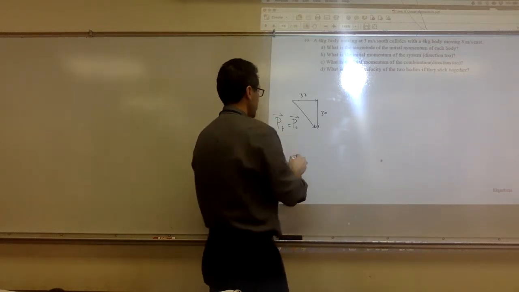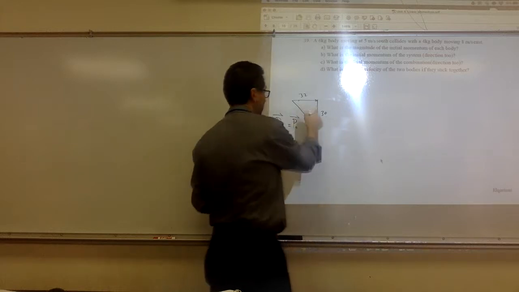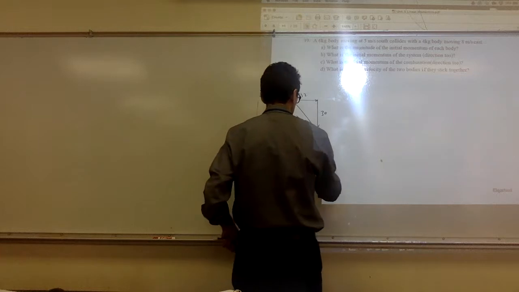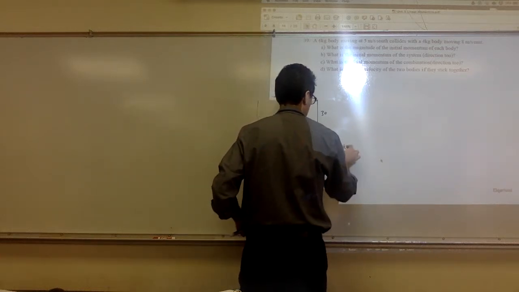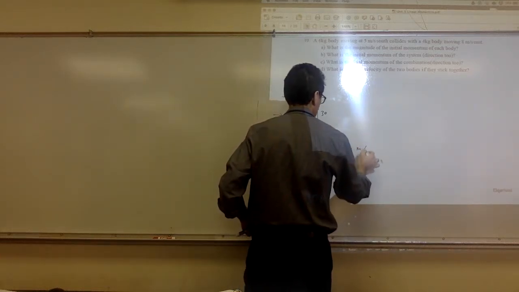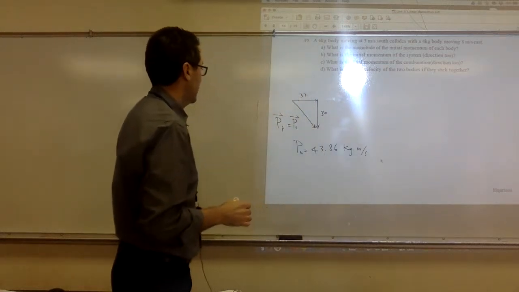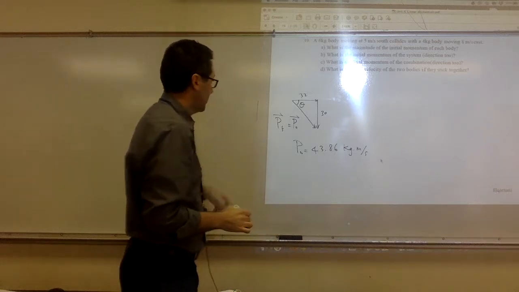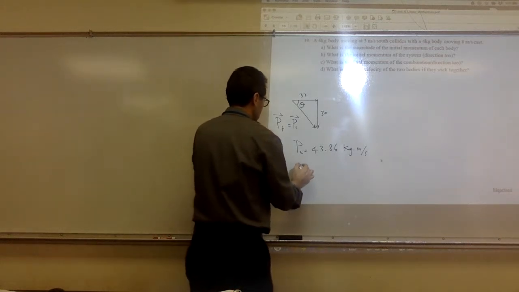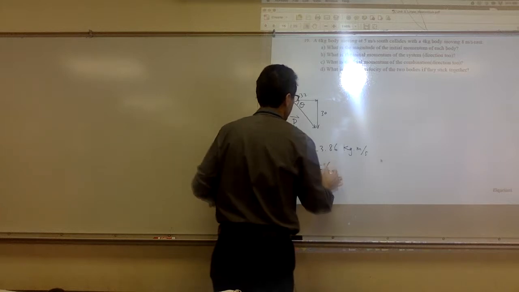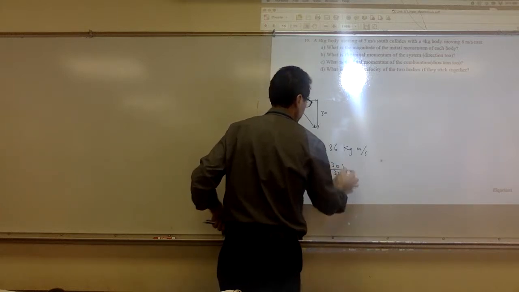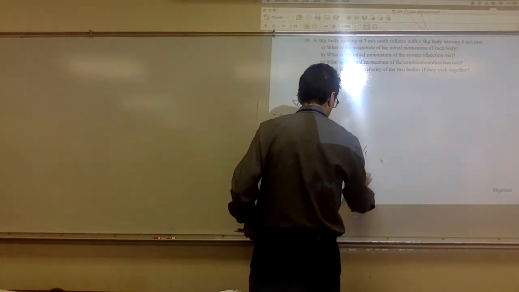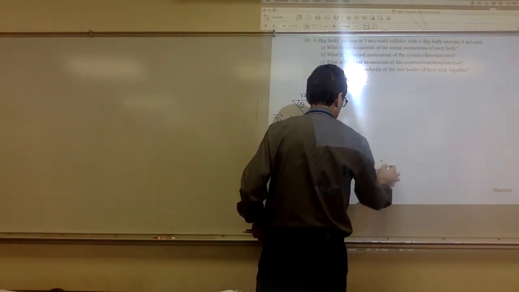So in order to figure out this P initial, you just have to do Pythagorean theorem, because that's a right triangle, and you should get 43.86 kilograms meters per second. And to find the direction, you just have to find out what this angle is here. So you can do an inverse tangent of 30 over 32. And you should get an angle that's south of east. So that's 43 degrees south of east.